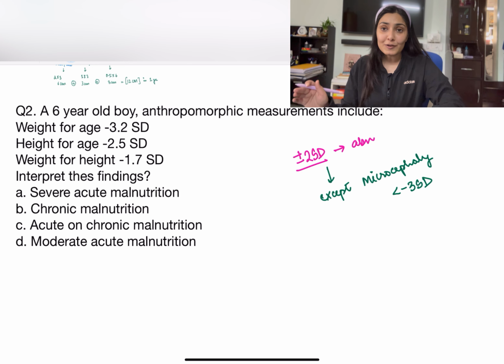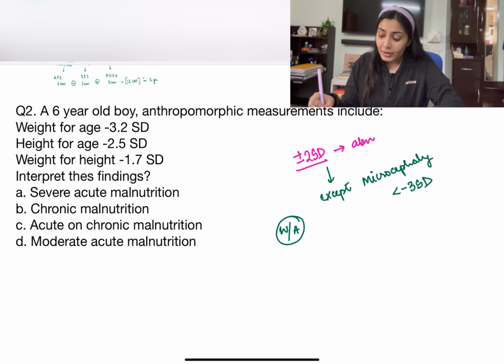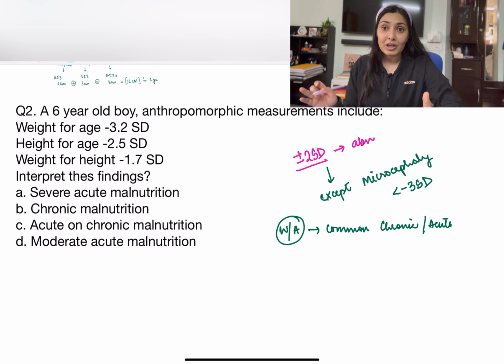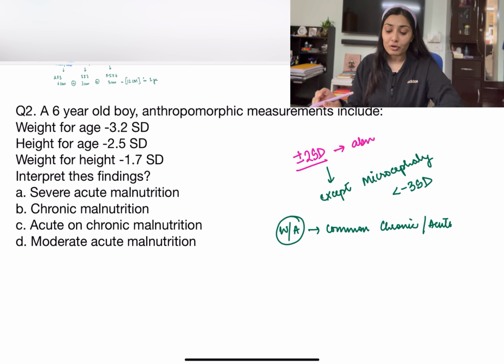So firstly, let's talk about weight for age. We all understand that weight for age is common to both chronic as well as acute malnutrition. So they have given us weight for age less than -3 standard deviation. So this child is actually severely malnourished. This could be chronic malnutrition also, acute malnutrition also.